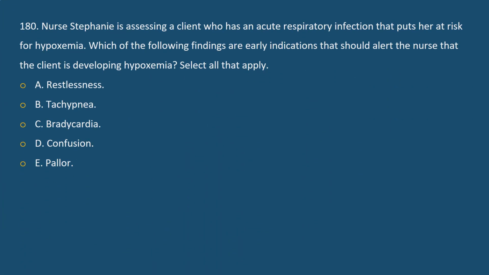Question 180. Nurse Stephanie is assessing a client who has an acute respiratory infection that puts her at risk for hypoxemia. Which of the following findings are early indications that should alert the nurse that the client is developing hypoxemia? Select all that apply. A. Restlessness. B. Tachypnea. C. Bradycardia. D. Confusion. E. Pallor.